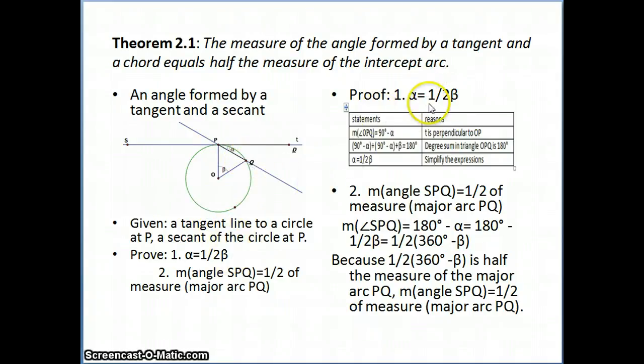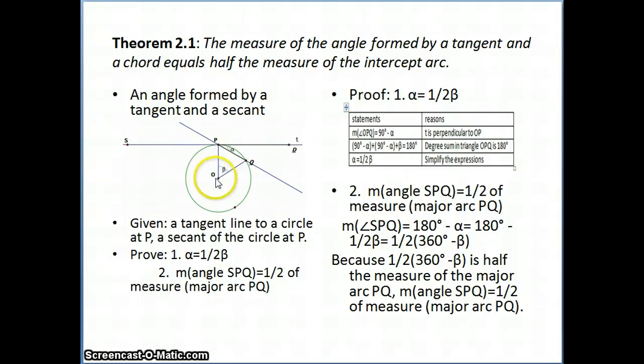We're going to prove the first one with this table because it's easier and very clear. We can also use sentences if you want, saying 'since the measure is this, then we have...' instead of using tables. Here we have statements. The first statement is the measure of OPQ is equal to 90 degrees minus alpha.